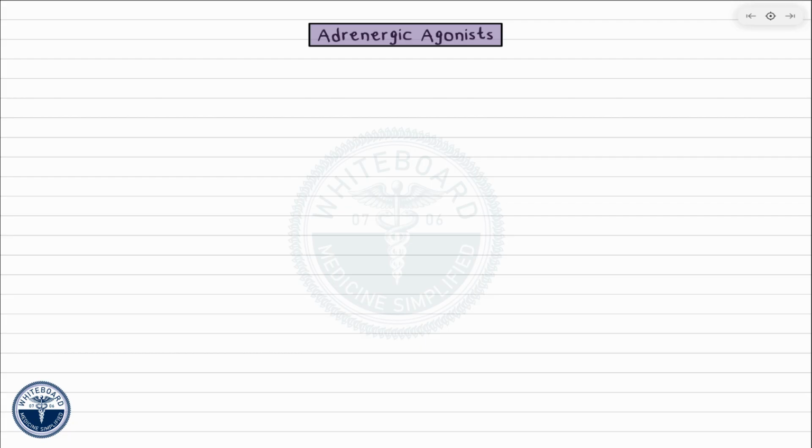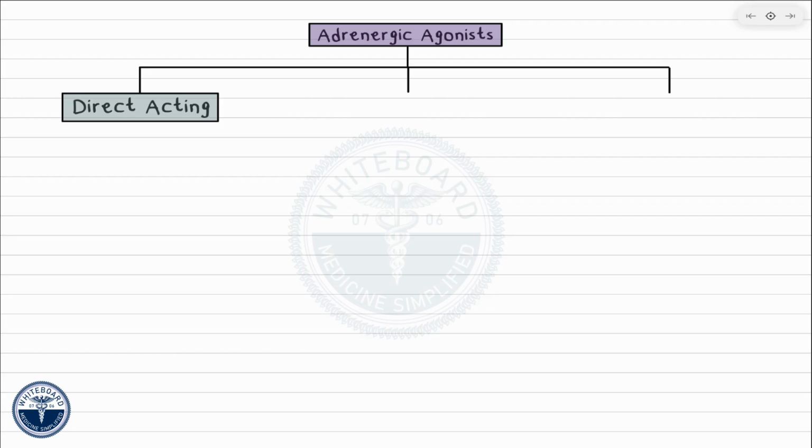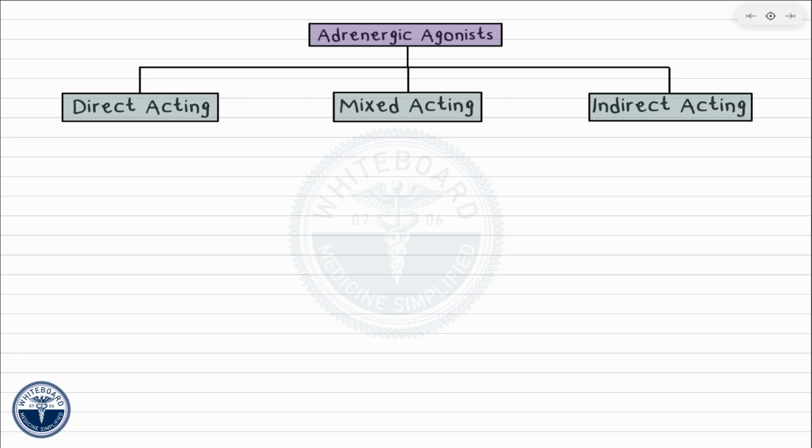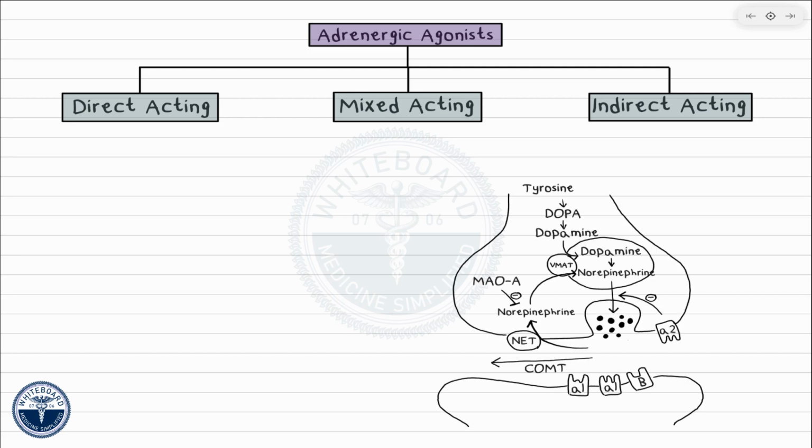Just as we saw with cholinergic drugs, adrenergic agonists can also be classified into direct-acting, indirect-acting, and mixed-acting agents depending on how they produce their sympathomimetic effects. Direct-acting adrenergic agonists produce their effects by binding directly to adrenergic receptors and activating them. Because they act directly on the receptor itself, these drugs do not require an intact sympathetic nerve terminal or the release of endogenous norepinephrine to produce their effects.